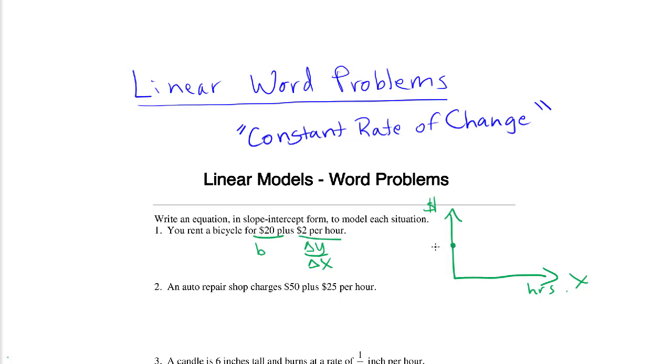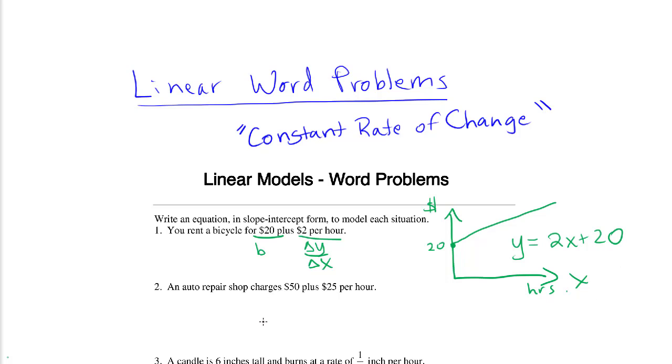So our graph looks like a y-intercept at x equals, or time, 0, $20 cost, and we increase at a constant rate of change of 2. Our equation in this case is going to be y equals 2x plus 20, where x represents the number of hours. How about the next one?